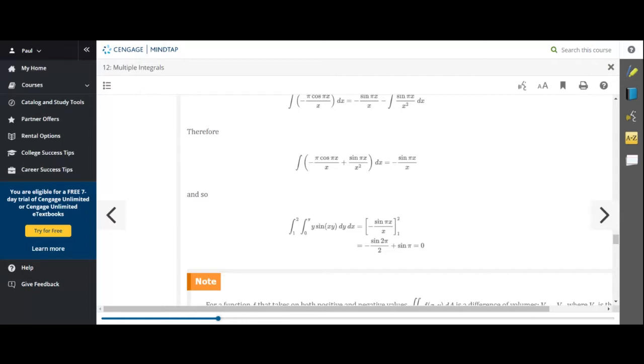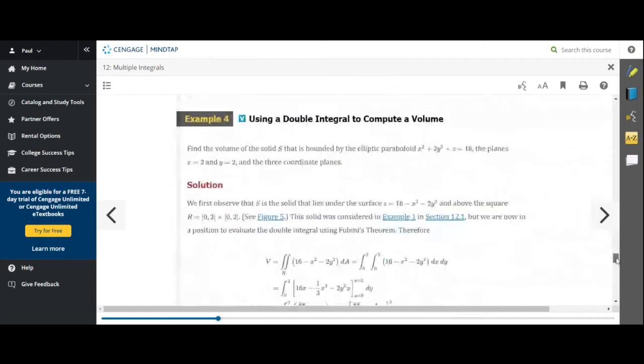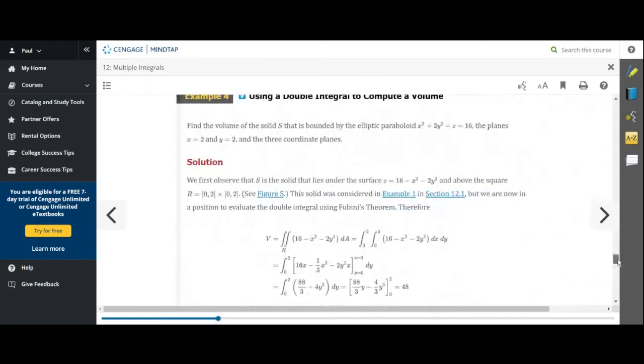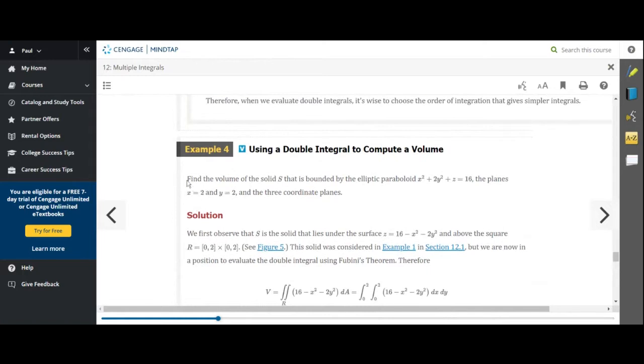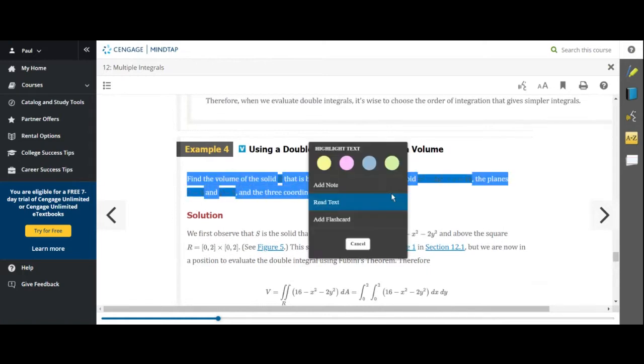Are there any questions on that? Okay, let's look at one more example from the book. Example 4, that's the one I want to look at.